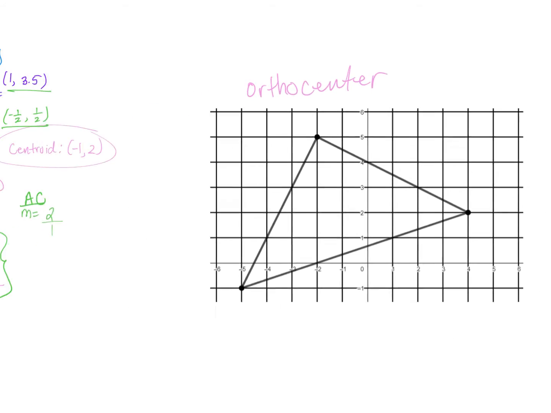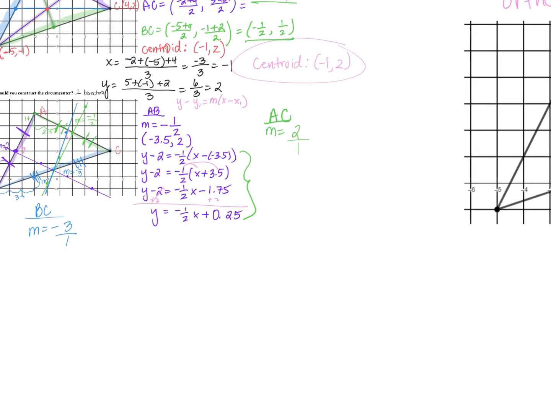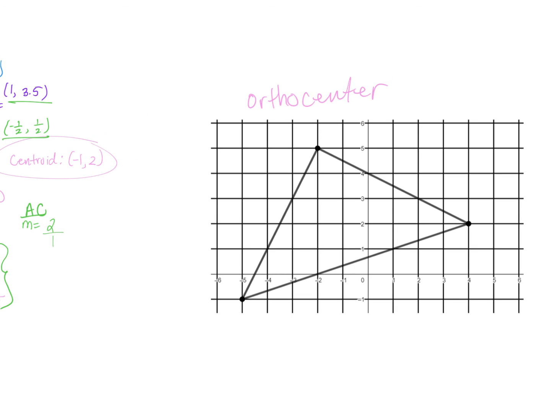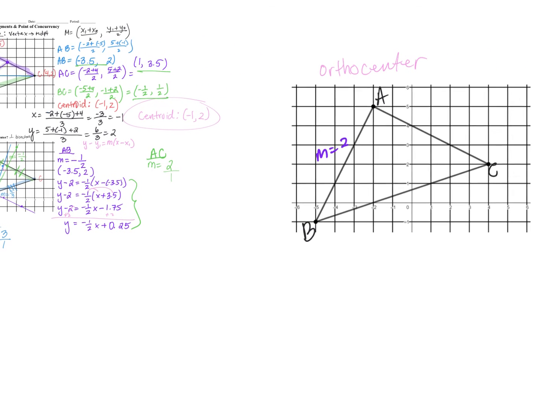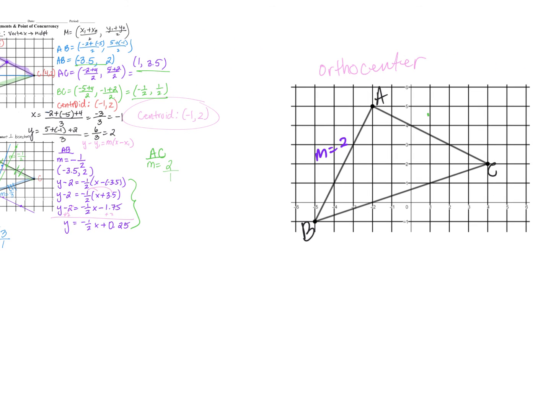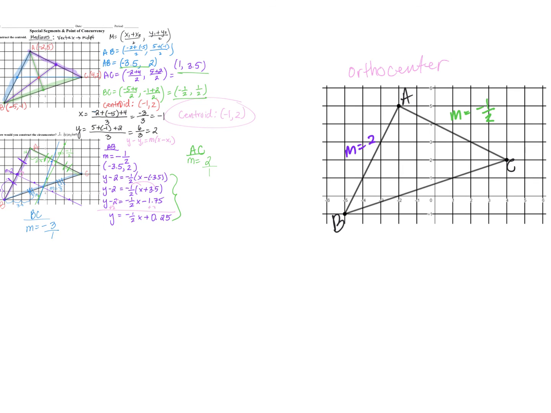In order to construct the orthocenter, we still get the slope. So I'm just going to cheat again. Okay, we have A, B, C, and I'm going to get the slopes for all three that we found. So the slope for AB is 2. The slope for AC is -1/2, and the slope for BC was 1/3.